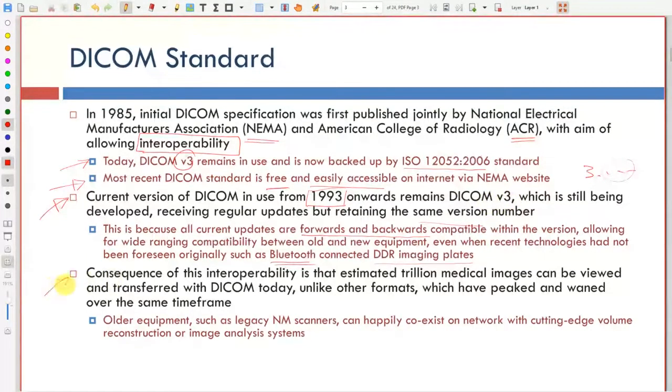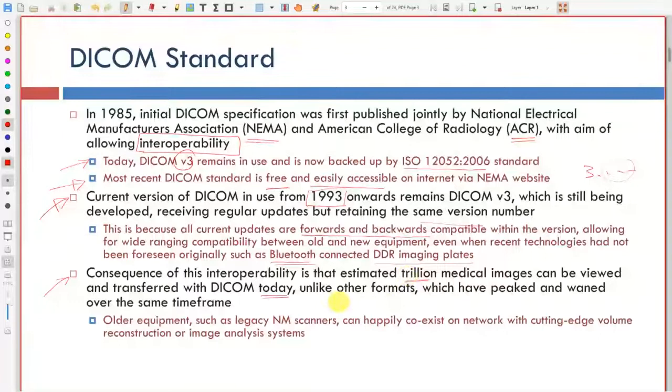Okay. As a result of these nice features of DICOM, you have interoperability between very different systems. It's estimated that a trillion medical images, and if you imagine, a trillion is a very big number, can be viewed and transferred with DICOM today. So there are at least a trillion images, and they are increasing, that you can open using the DICOM format. You don't have to have anything but a DICOM reader in order to see any one of these trillion images.